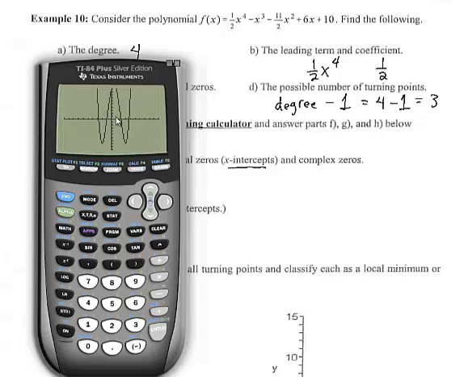And looking at the graph, we see that we have 1, 2, 3, 4 x-intercepts, and the most zeros that we can have is 4. So we found all of our zeros. There are no complex zeros. We also have 2 local minimums and a local max, which we can't see on the graph yet. We'll have to zoom out for it.